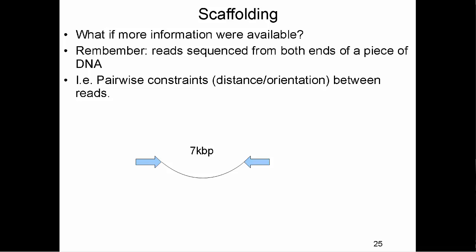The shotgun sequencing process breaks the genome into smaller fragments which are then sequenced. For many sequencing technologies, it is possible to sequence both ends of a fragment, thereby providing information linking the resulting reads. Specifically, if the size of the fragments generated by the shotgun sequencing process is well controlled, we can infer how far apart the paired reads are in the genome.